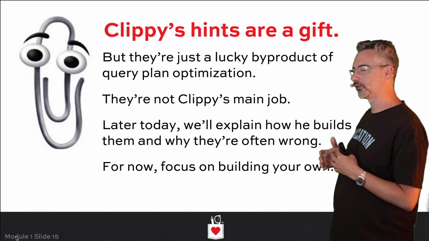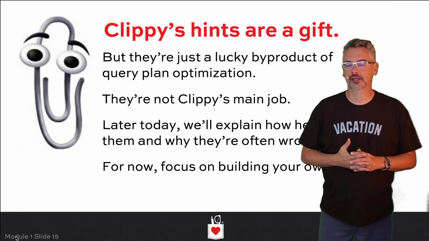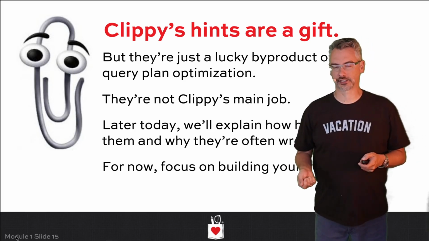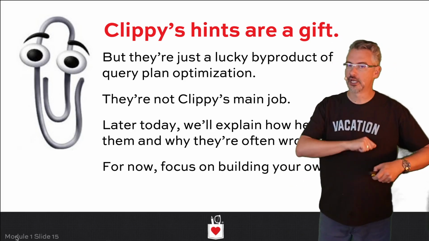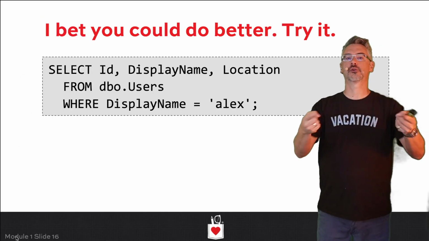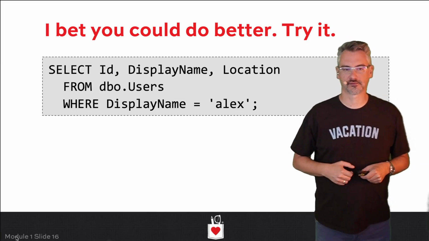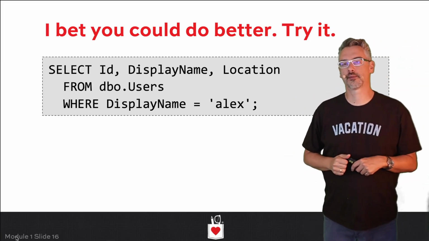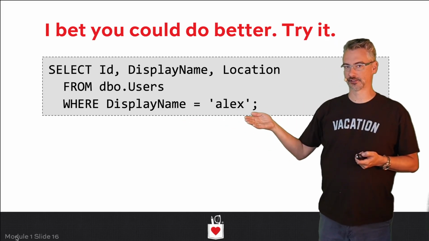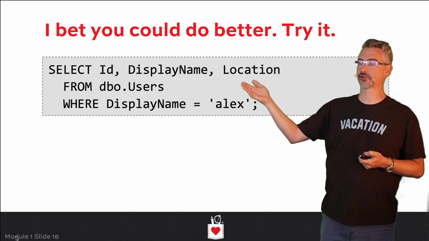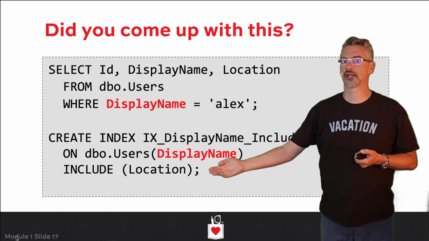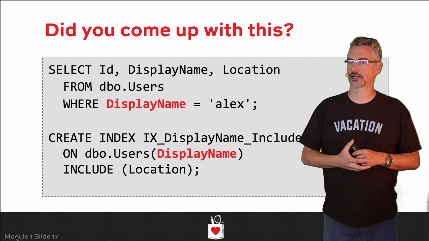Clippy, though, only is able to work for a few milliseconds. Clippy's recommendations are a byproduct of building the execution plan. They're not the main point of building an execution plan. SQL Server needs to ship those query plans quickly so that your query can actually run. If you and I put more than a few milliseconds of time into this, you and I will come up with better recommendations. You and I would probably say, well, we're asking for the Alexes, but we're also trying to find their location. And that's just one column. It's not a very wide column. So what we could do is include location in our index.